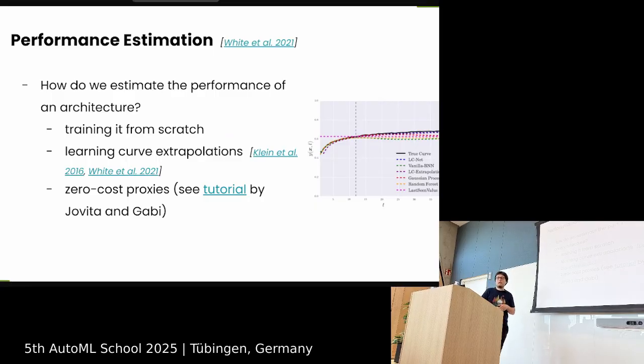Another approach is called zero-cost proxies, which is also a very interesting approach. Essentially you compute some statistics of your network. The simplest one would be the weight norm or the gradient norm of your weights, and then you optimize those proxies instead of the validation performance. They're called zero cost because you can compute them without any training. I don't really have the time to talk about this, but if you're interested, I really recommend the great tutorial by Jovita and Gabi from the AutoML conference last year.